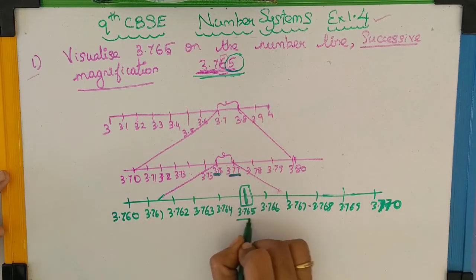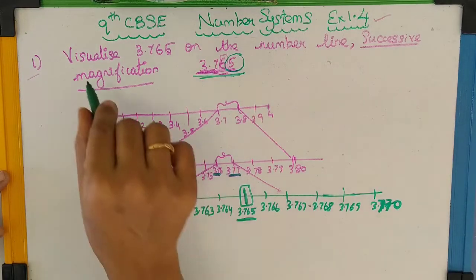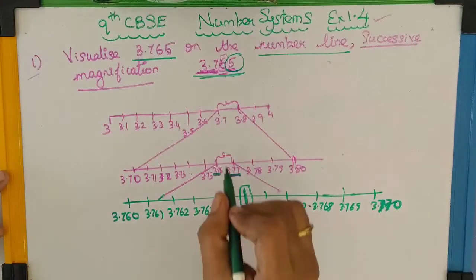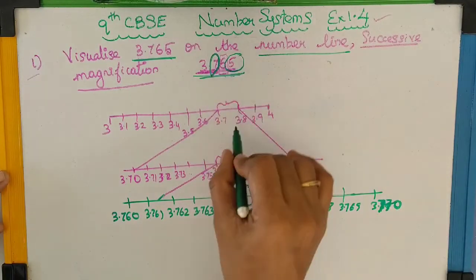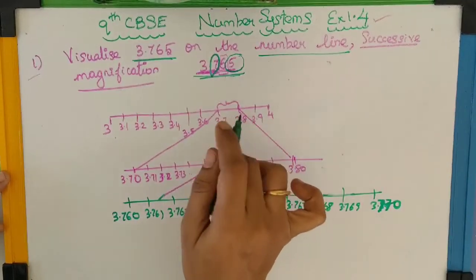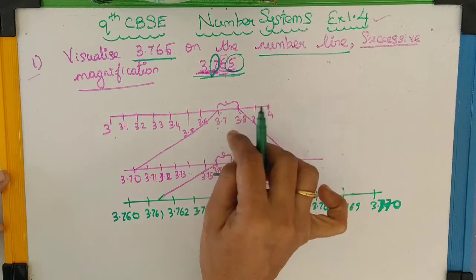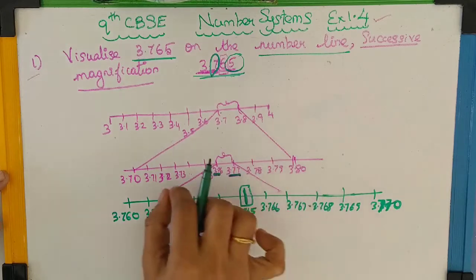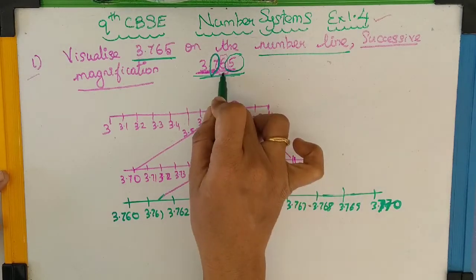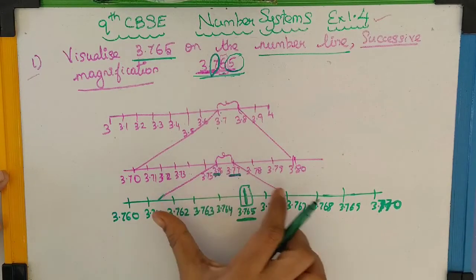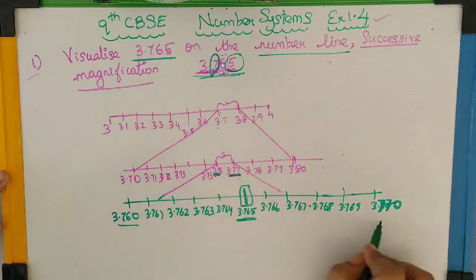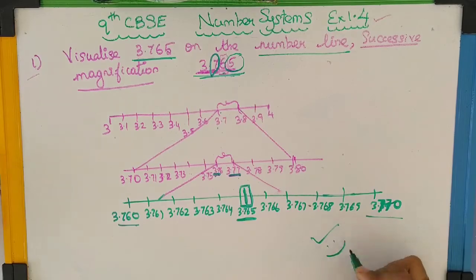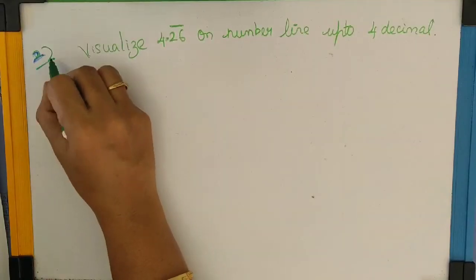Right? So, first we have to visualize the first decimal. Second, we have to visualize the second decimal. Third, we have to visualize the third decimal. This is called successive magnification. First, we found 3.7, then 3.76, then where 3.765 is. Understood? Now we can go to the second question.